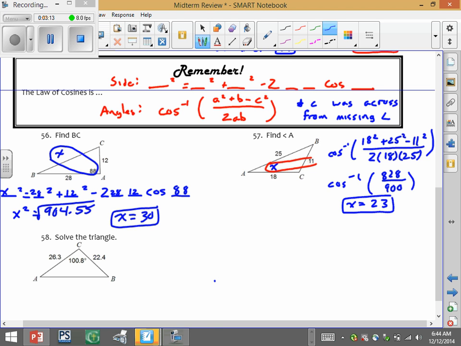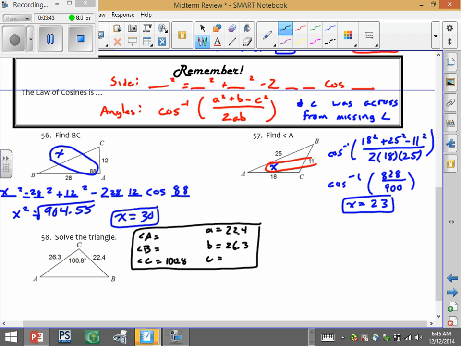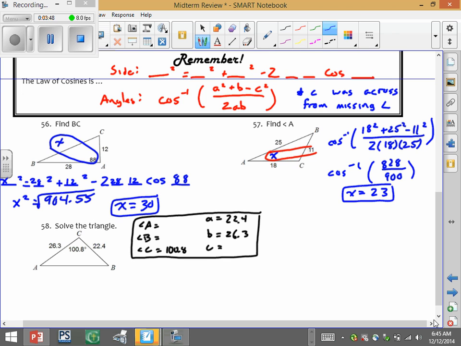All right, now we'll move on to solving the whole triangle. In order to solve this triangle, we want to find all the missing pieces. Again, I think giving ourselves that list initially helps: angle A, angle B, angle C. We currently know angle C is 100.8 degrees. And we want side A, side B, side C. We currently have side B as 26.3 and side A as 22.4. If we try to circle one of our pairings initially, we don't really have a pair to match up. What we do have an opportunity to do is find the side across from the 100.8.